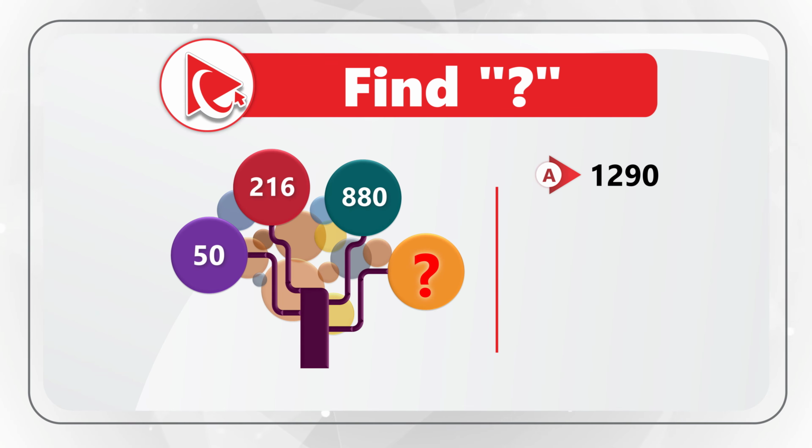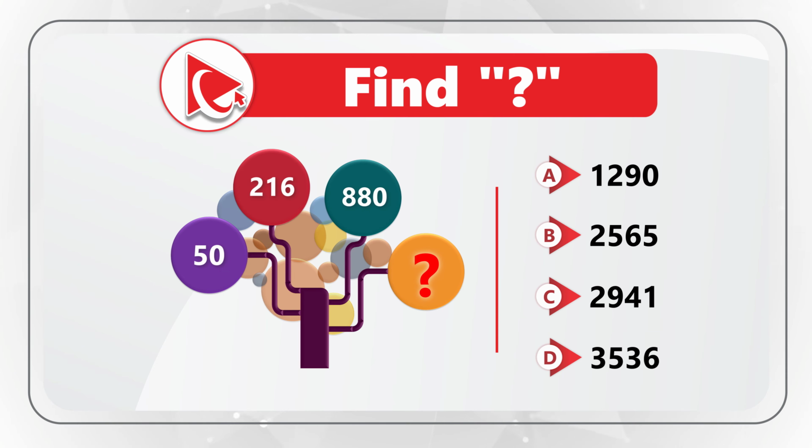Choice A, 1290. Choice B, 2565. Choice C, 2,941, and last but not least, choice D, 3,536. I'm gonna give you a quick hint. Take a close look to see what exactly you see on this picture. And you see circles, you see stamps, and you see numbers. And here's another consideration. Do you think the fact that circles have different colors matters, or it doesn't?